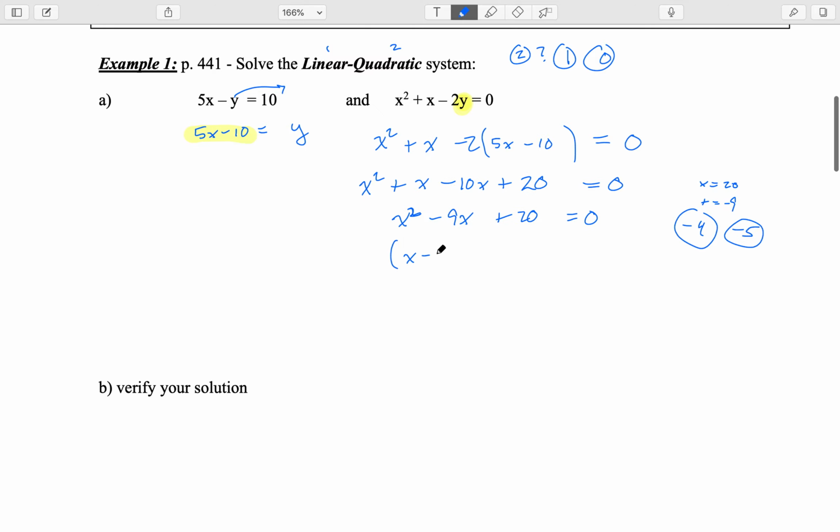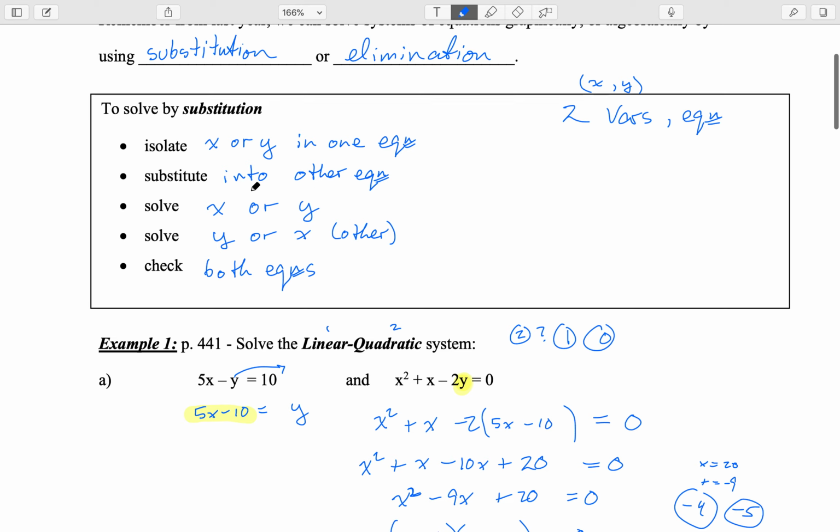Okay, so what do we got? We have x minus 4 bracket x minus 5. Remember, if I'm going to do this by factoring, that means the x value is either positive 4 or the x value is positive 5. Now, that's the x value. What's the y value? Oh yeah, so I've substituted in, I solved for x. Now I need to go back and solve for y.